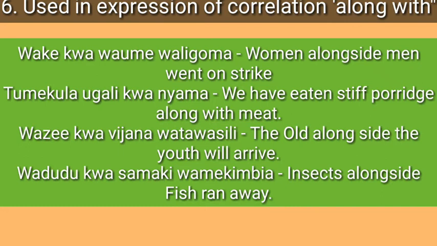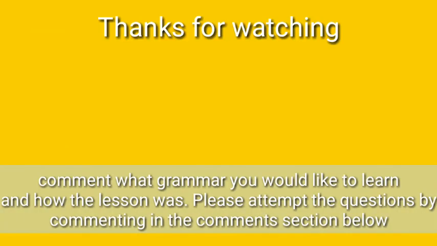So what does that mean? That means they have eaten ugali with nyama. As in, nyama has been their company. Nyama and them have been eating ugali. So you should use kwa. Wazee kwa vijana watawasili. The old alongside the youth will arrive. Wadudu kwa samaki wamekimbia. Insects alongside fish ran away.